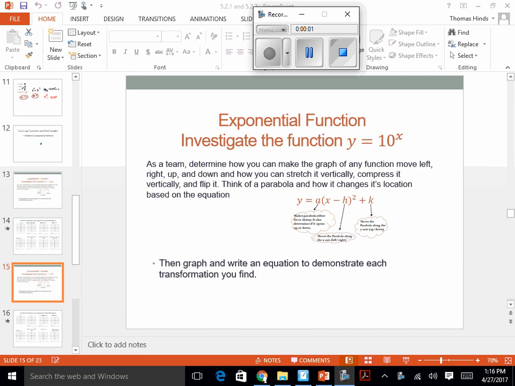Algebra 2A. This is yellow class. Handout 4. Today is Thursday, April the 27th, prom night here at Office for Youth.